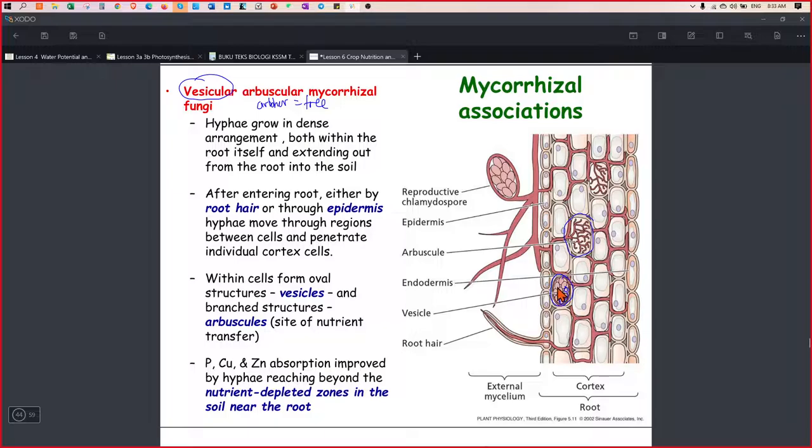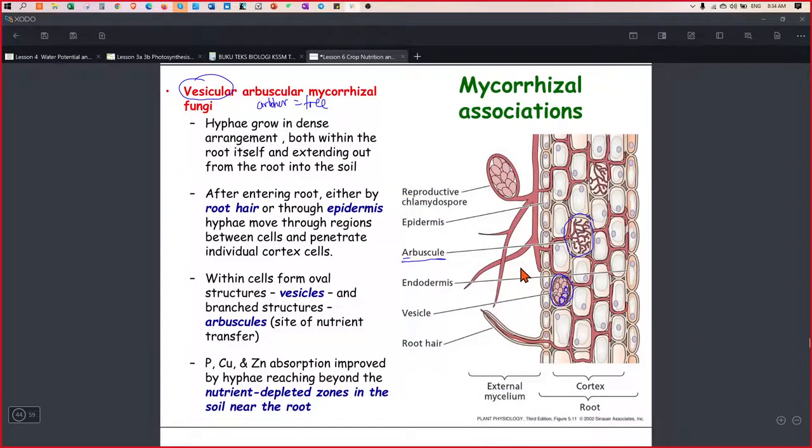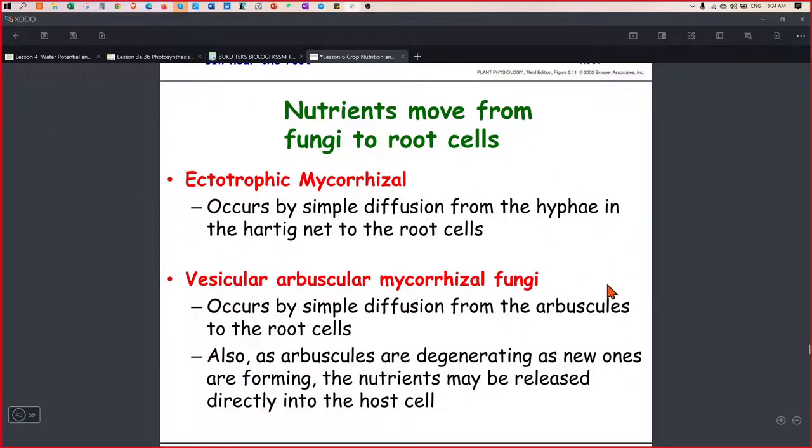When it penetrates, besides creating the vesicle-looking structure, it also creates this branch-looking structure that we call the arbuscule. So what does this do? It improves the absorption by the hyphae, reaching beyond the nutrient depleted zone. So the function is the same, but the anatomy, the structure, is different from the ectotrophic. But the very important thing is that this type of mycorrhizal association grows inside the cortex in addition to the surface. Okay, so this is the summary of it.